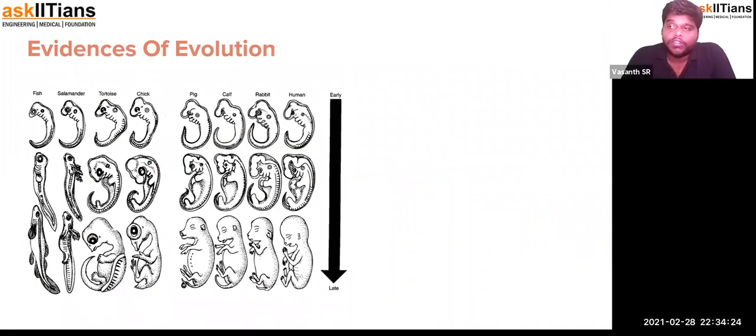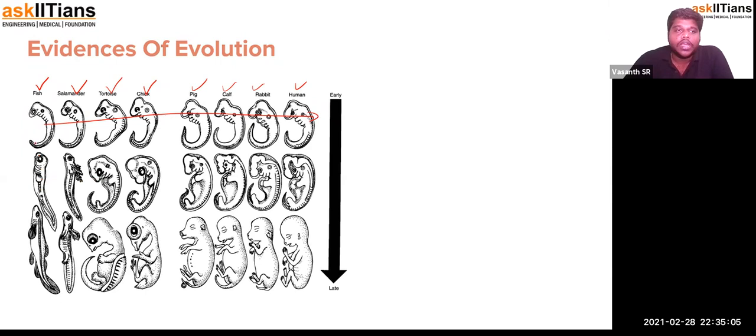So this is again a next level of evolution where we can see the organisms of the tetrapods, which you would have studied in class 9 under the chapter biodiversity in living organisms. So fishes belong to class Pisces, and then salamander belongs to amphibians, and then tortoise belongs to reptilia, and then chick belongs to class aves, and the pig, calf, rabbit, and human all belong to class mammalia. Now, the fish, salamander, tortoise, chick, pig, calf, rabbit, human, at a point, they all look similar. In the progression of evolution, they will be differentiating.